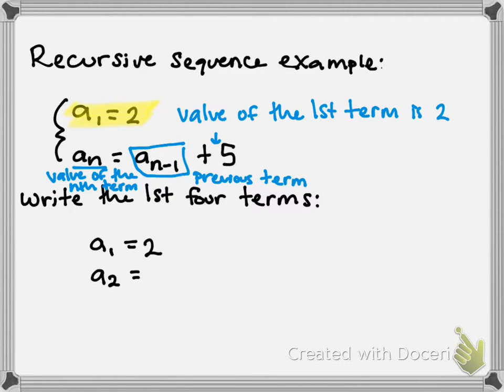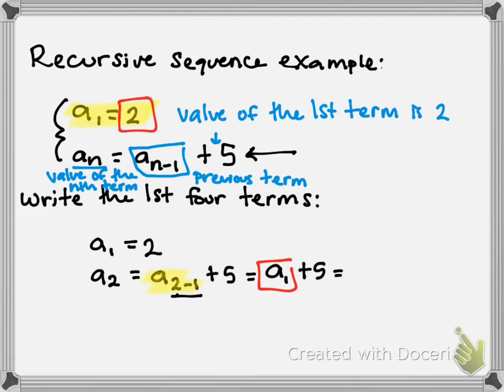I'm going to look at my formula right here. I have a sub n minus 1, so the value of 2 minus 1, plus 5. All right, if we look at this part right here, the 2 minus 1 is 1. So I want to take the value of the first term, and I'm going to add 5. Well, I already know that the value of the first term is 2 because that's what they told us way back at the beginning, right? So this is going to be 2 plus 5, which is 7.